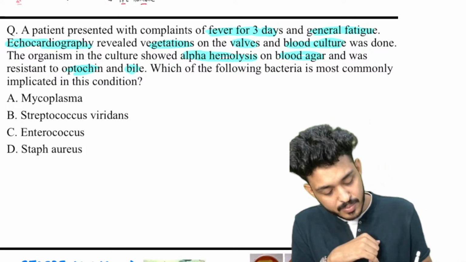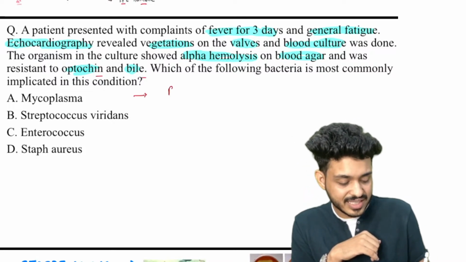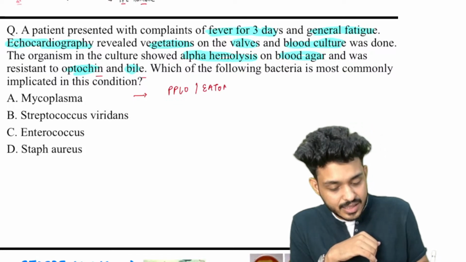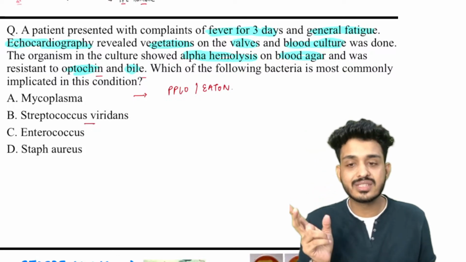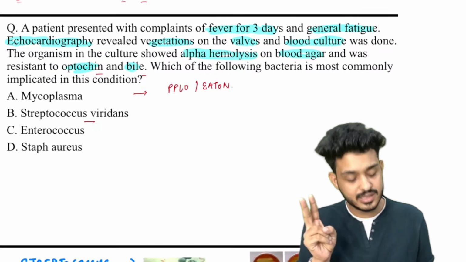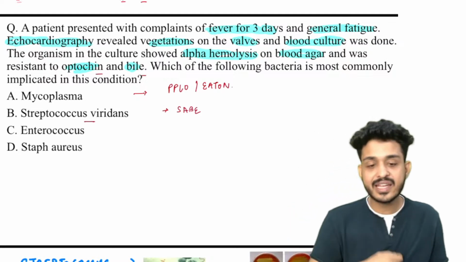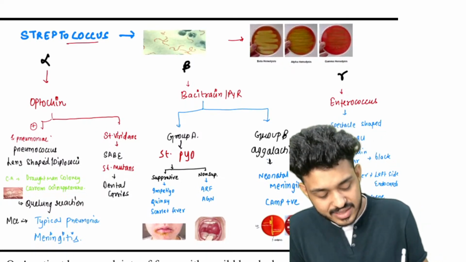So that is not your mycoplasma. Remember guys, in mycoplasma, optochin and bile we have not seen. In mycoplasma what we have seen? We have seen the PPLO agar, we have seen the ketone, right? But this one, Streptococcus viridans can cause a disease that is known as SABE. What is SABE? Subacute bacterial endocarditis.